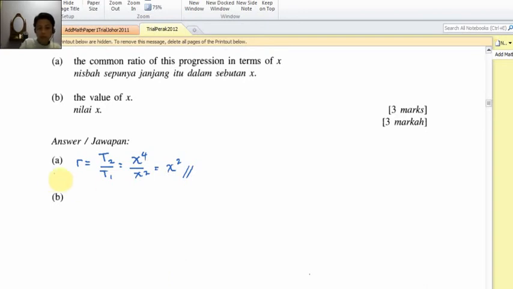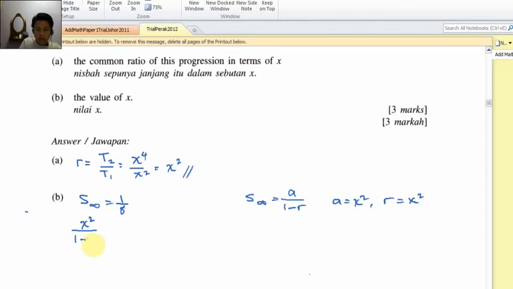We can use back the information regarding S to infinity. Sum to infinity is equal to 1 over 8. So that means using the formula that I stated just now, which is S infinity equals a over 1 minus r. a is x squared, r is also x squared. So we need to find the value of x now. So a is x squared. x squared over 1 minus x squared is equal to 1 over 8.